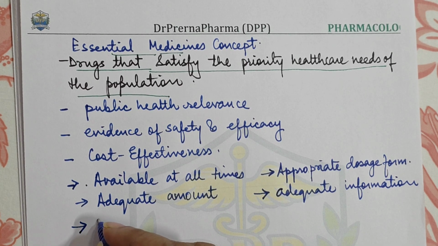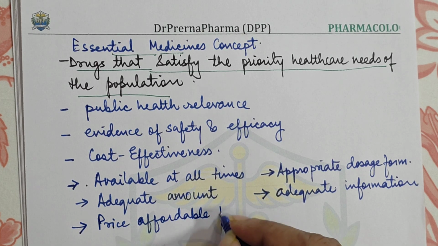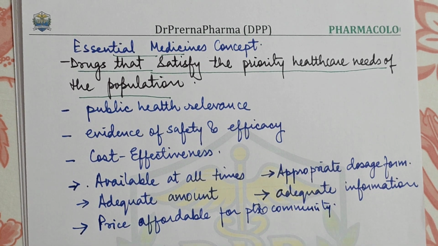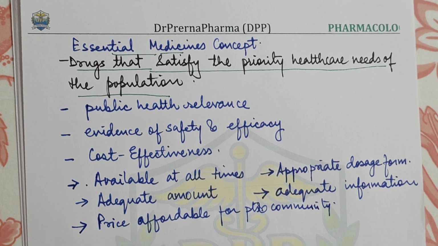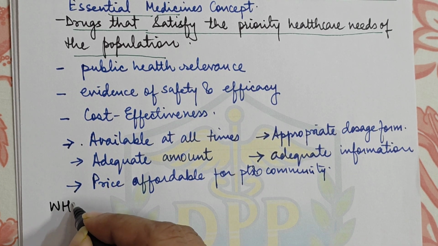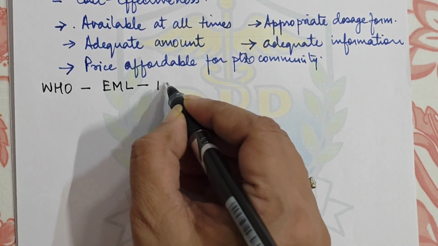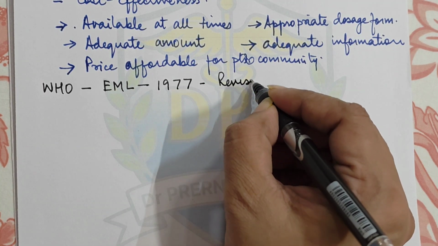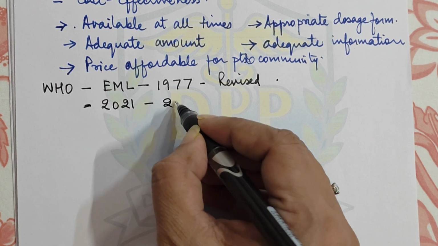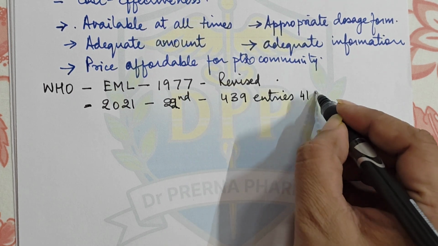And the fifth thing is that the price should be affordable for the patient and the community as a whole, right? Only when these criteria are fulfilled can a drug be selected as an essential medicine. Okay, now WHO brought out its first essential medicine list in 1977. After that, it has been revised from time to time. So from WHO, we have the latest list of 2021, that is the 22nd list, and that has 439 entries, which includes 41 FDCs.